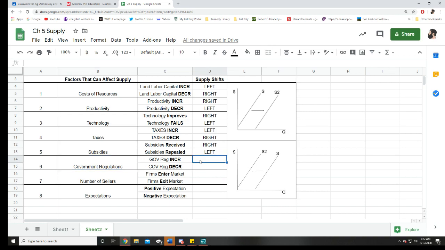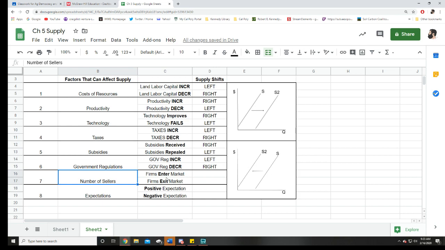Government regulations. If the government increases regulations, that's not going to make you want to produce as much. That's a pain in the neck. So your supply curve is going to shift to the left. If government regulations decrease, heck yeah, let's go ahead and do what we want and produce a lot more. We don't have to follow OSHA rules or different things like that. Productivity would increase, because there are fewer rules for you to follow.